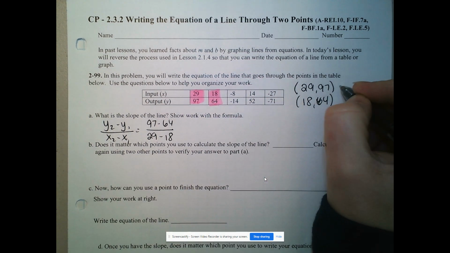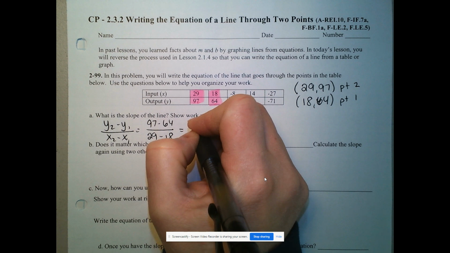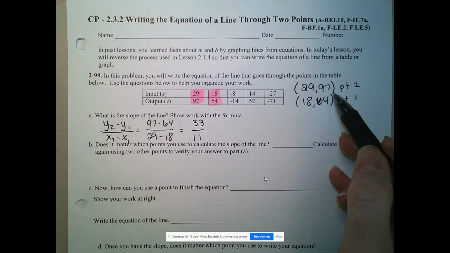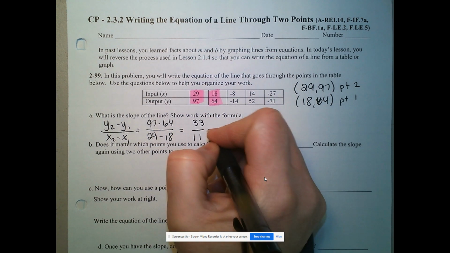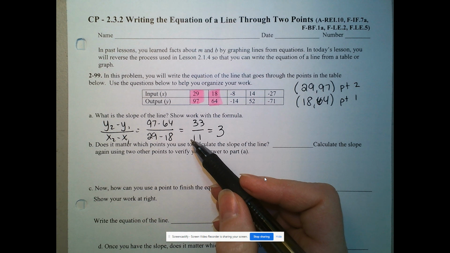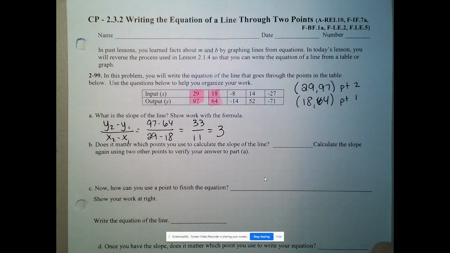I actually ended up using this as point 2 and this as point 1 when I just did that. It doesn't actually matter what order because you're still going to get the same outcome. I got 33 over 11 by putting the larger numbers first and the smaller numbers second, which is a slope of 3. If you had reversed them, you would have gotten negative 33 over negative 11 and still come out with a positive 3 slope. So does it matter what order?